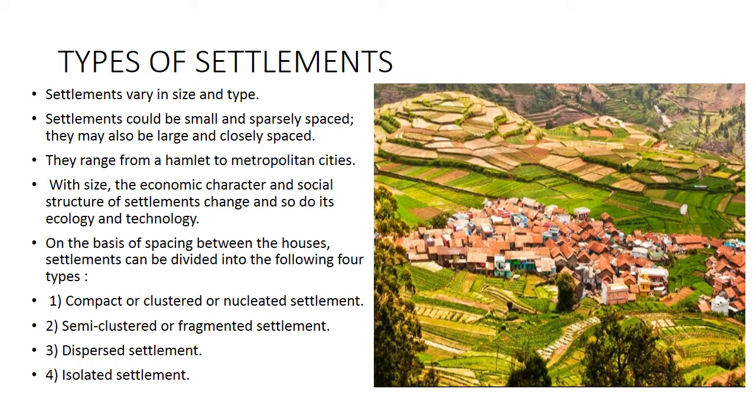First is nucleated settlement. It is also called clustered. It is also called compact. Second is fragmented settlement. It is also called semi-clustered settlement. Third is dispersed settlement, and fourth is isolated settlement. Let us study all these settlements in detail.